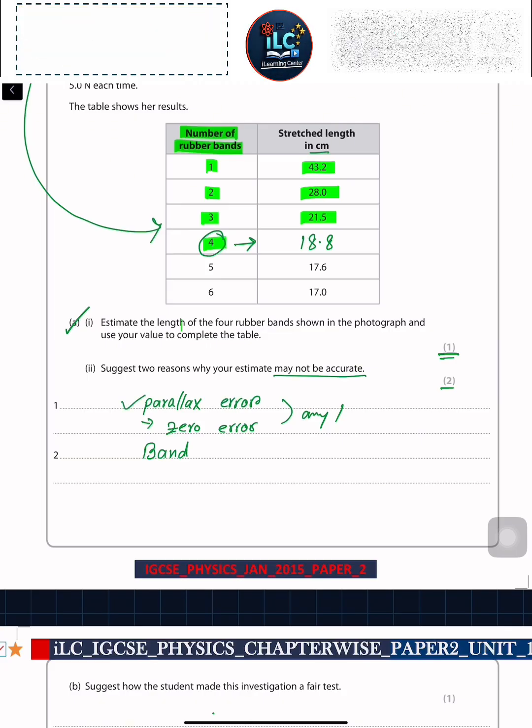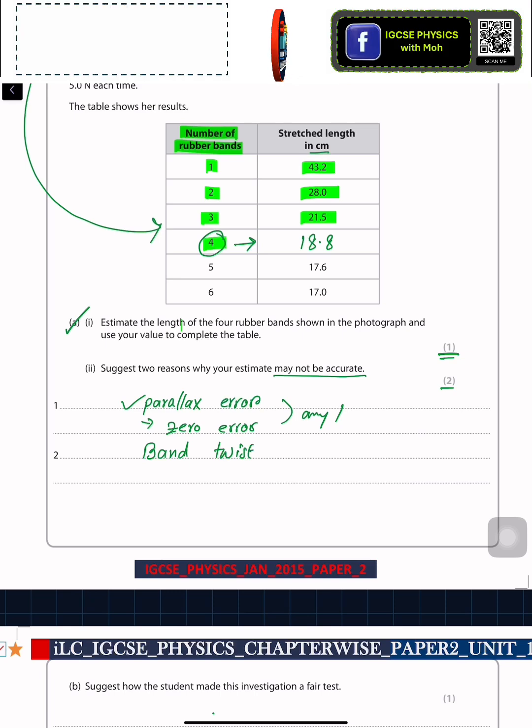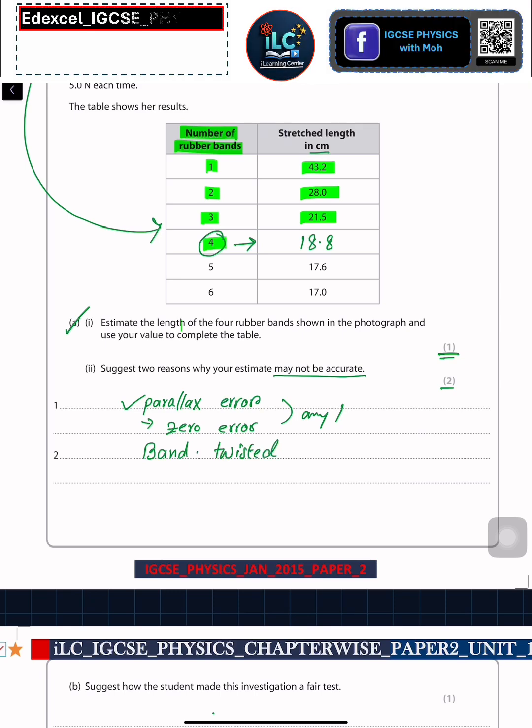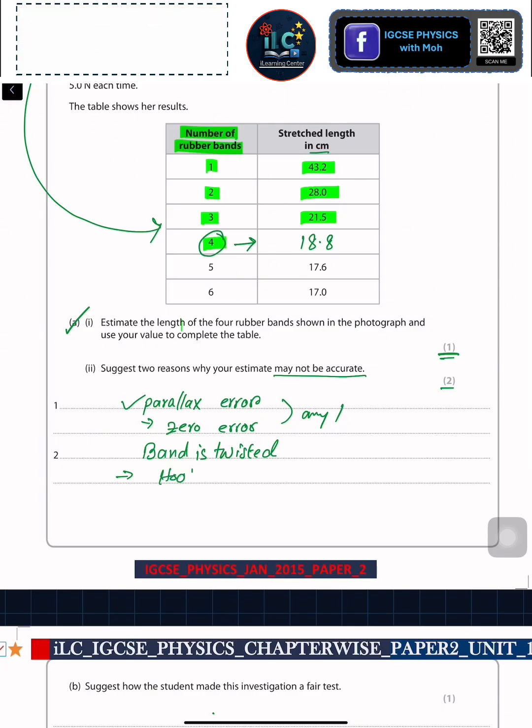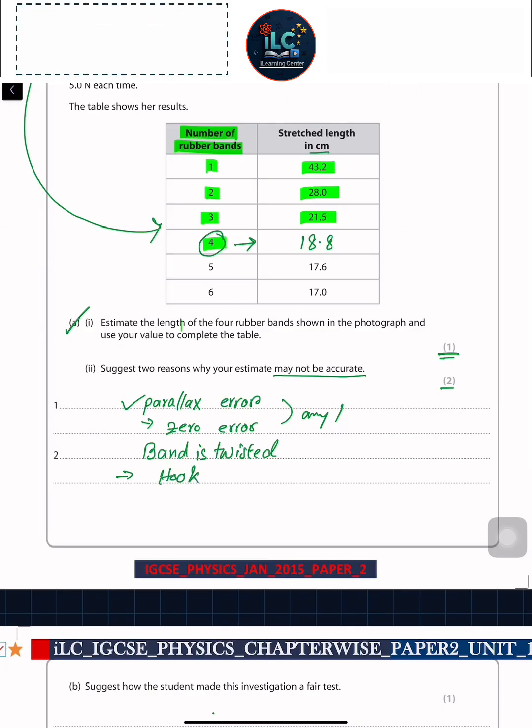Just talk about something related to the experiment. The band is twisted, so you won't have exact readings. Or you can say that the hook is curved. Because the hook is curved, the band will have different lengths at different places.